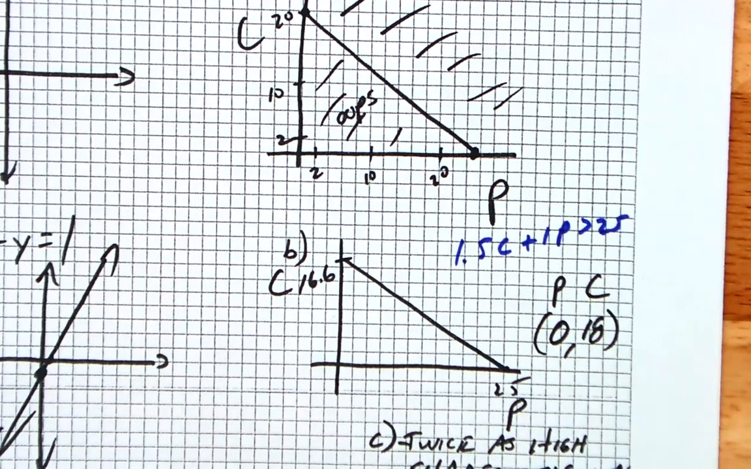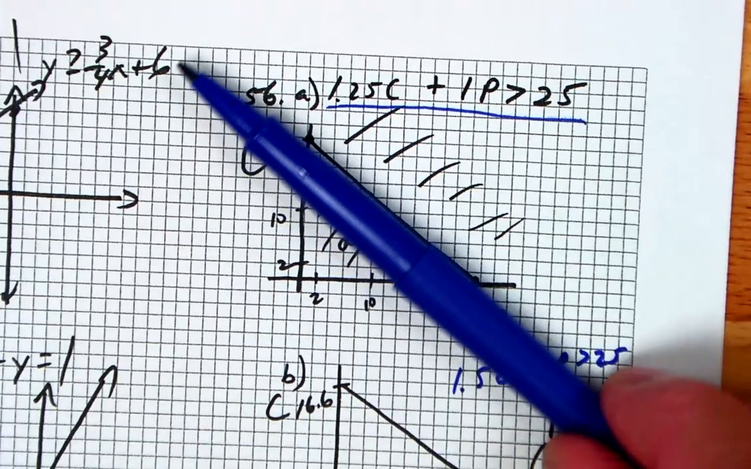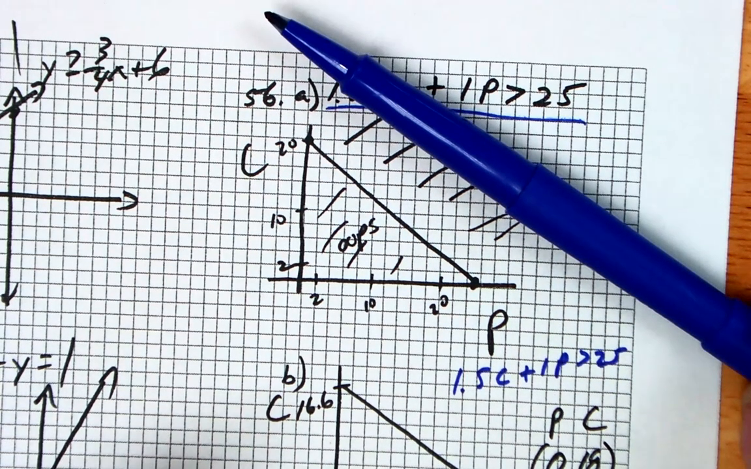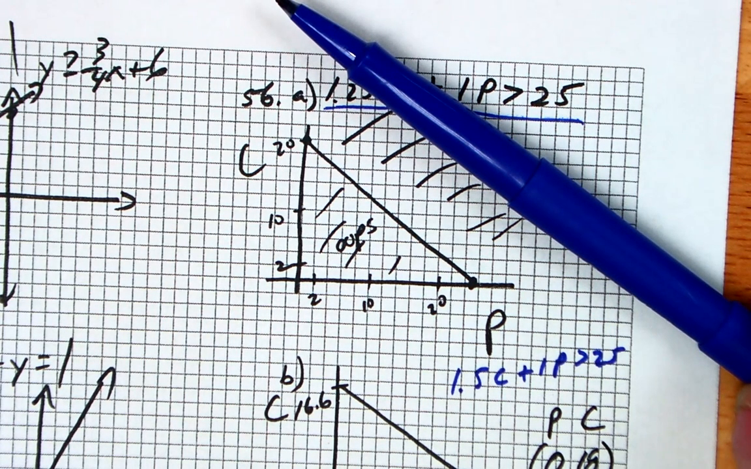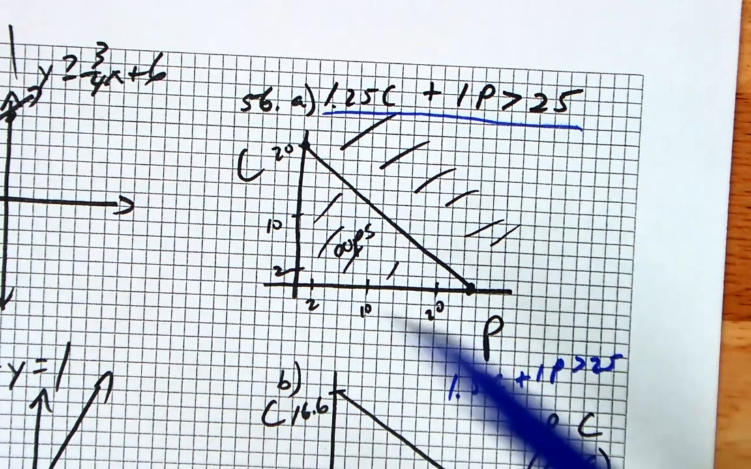And then part C, if I wanted to make $50, everything's just going to be twice as far out, because I'm going to have to sell twice as many peanut butter, twice as many chocolate chip. Okay? And if I wanted to sell less than that, this is what part D was asking, I would have to shade the other way.